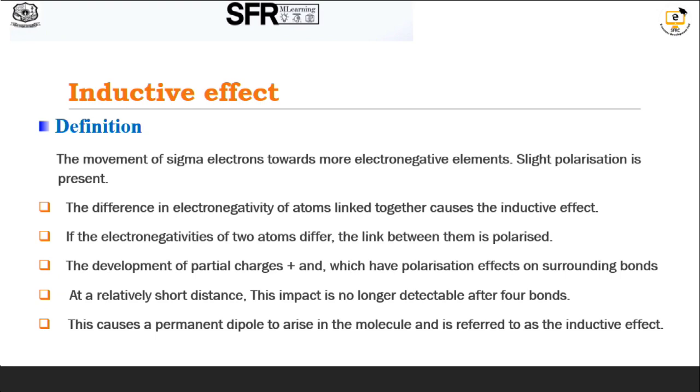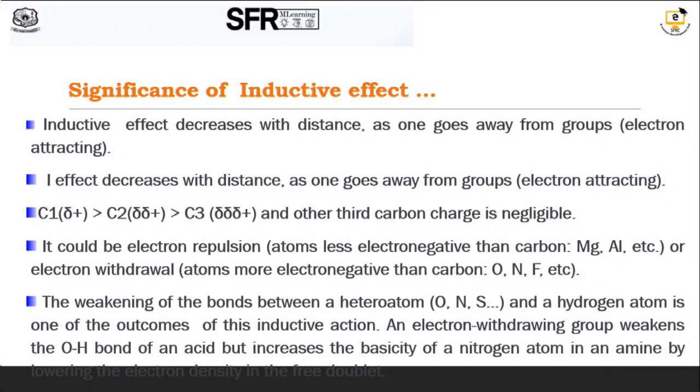Suppose if you are having oxygen and hydrogen, say two dissimilar atoms, there will be a development of partial charges plus and minus depending upon their electronegativities at a relatively shorter distance, and this impact is no longer detectable after 4 bonds, and this causes a permanent dipole to arise in the molecule, and this is referred to as the inductive effect. What is the significance of this inductive effect?